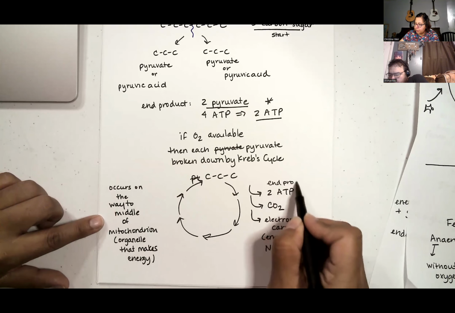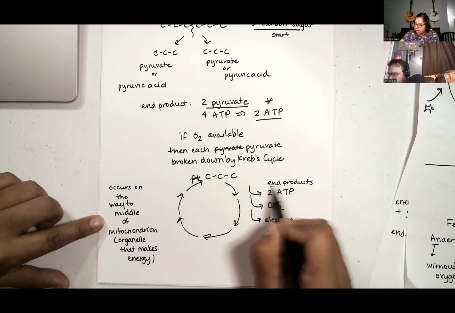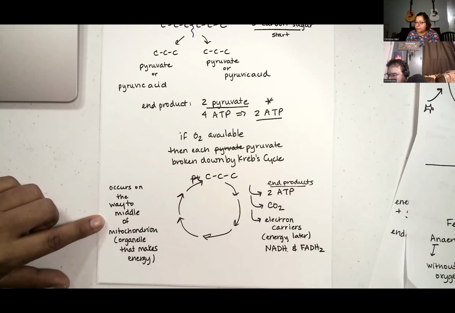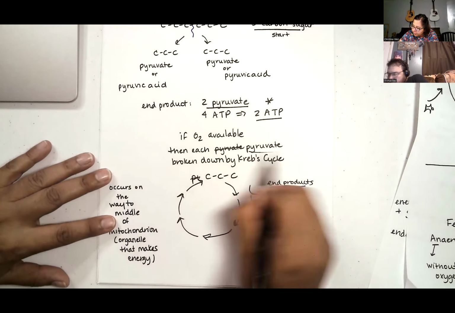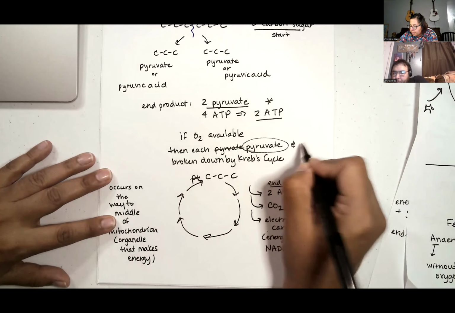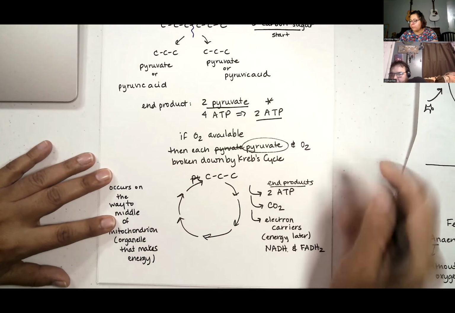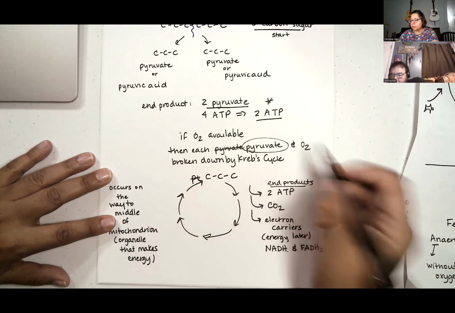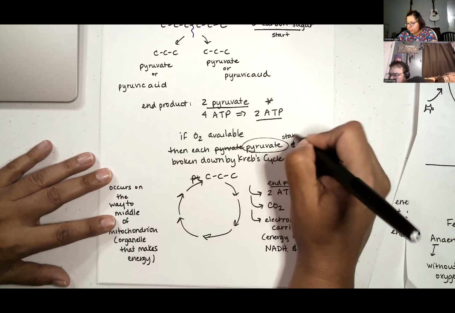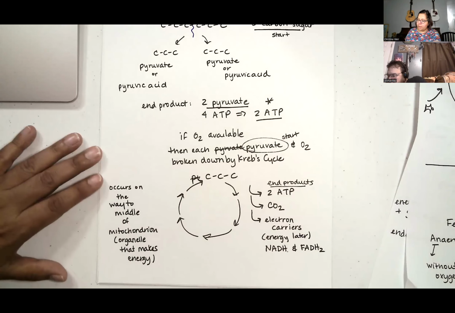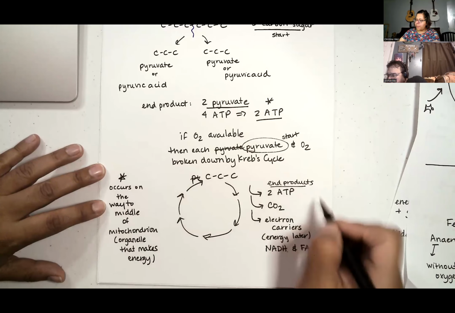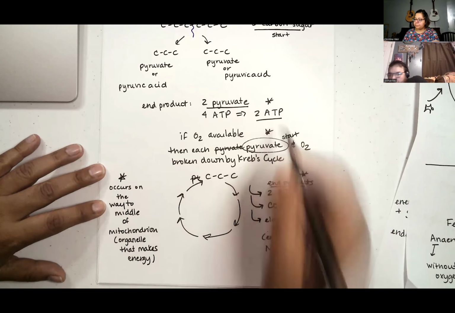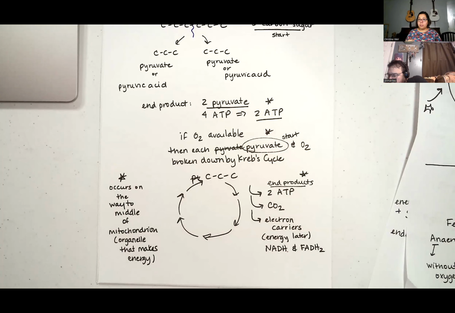So these are the end products of the Krebs cycle. The starting products are pyruvate and oxygen. Even though we don't use oxygen, oxygen is the signal for this to happen. And where does it occur? On the way to the mitochondria. So let's look at a diagram of the mitochondrion. I'm going to share a picture here.